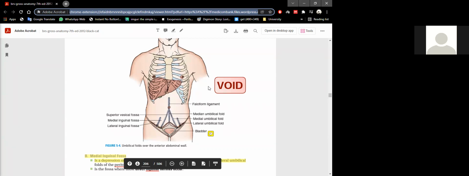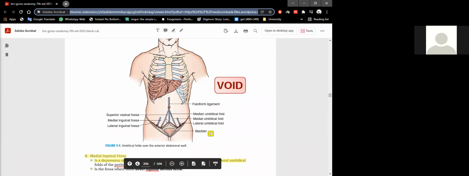1, 2, 3, 4, 5, 6. We call them folds, we call them ligaments. Both of these you will find in different books, so it's fine to call it a ligament, it's fine to call it a fold. I prefer fold because it's not really a ligament, except the falciform ligament. The main thing you should know is what each of them will contain.